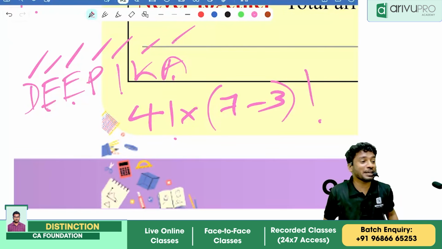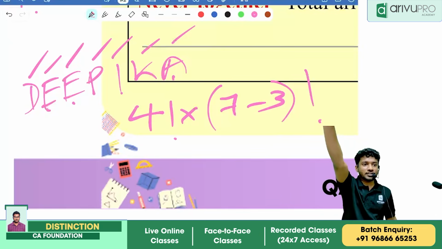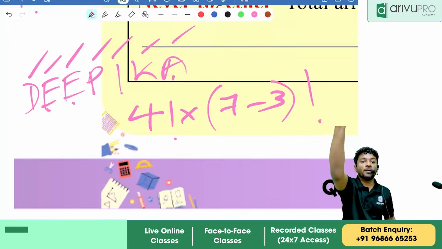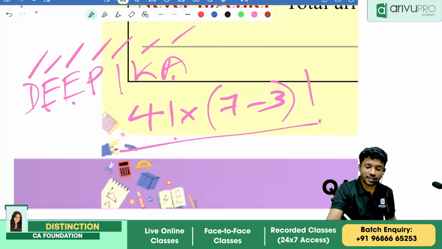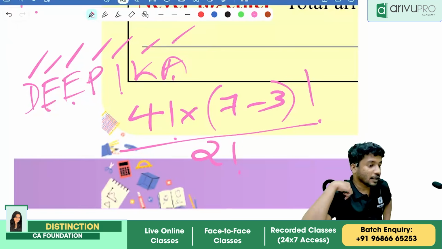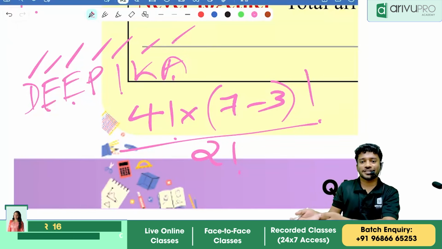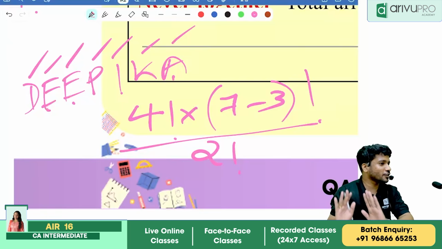7 minus 3 factorial. People, is something repeated? Who is repeated? E is repeated. How many times? 2 times. Divided by 2 factorial. This is the approach. What if one more A was there? Accordingly, you will put that in the denominator. Divided by 2 factorial. Understood the logic?